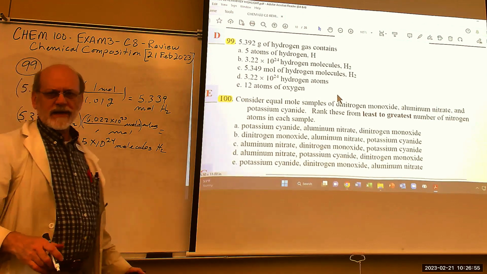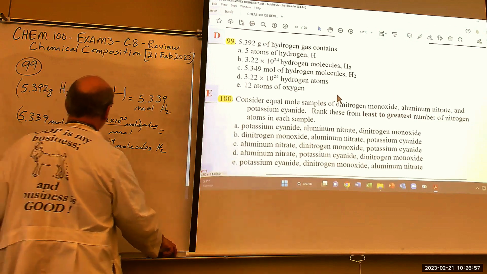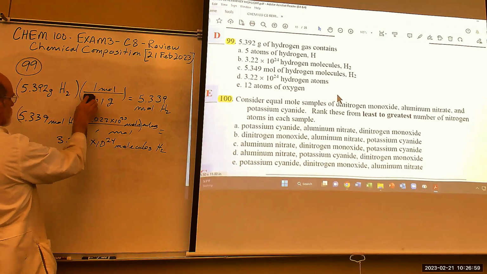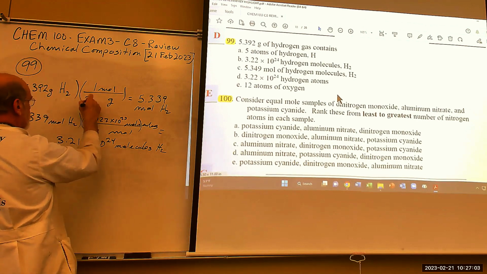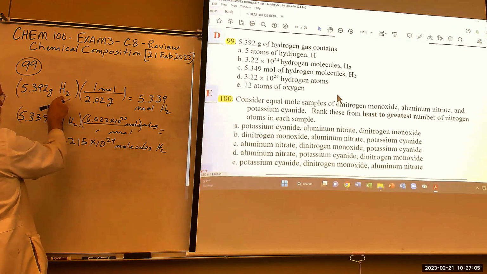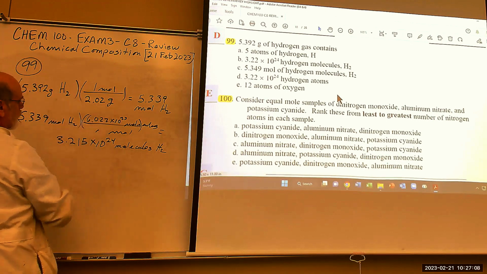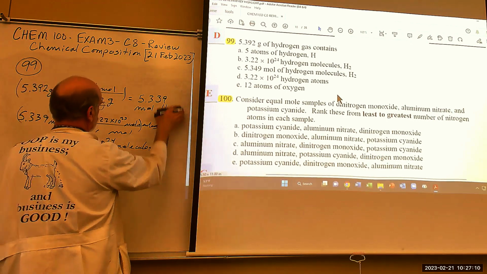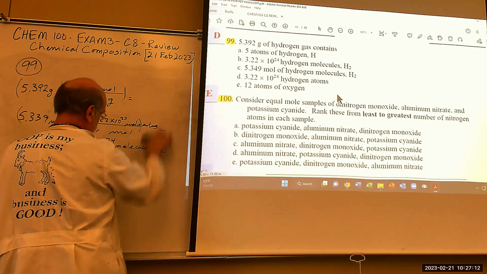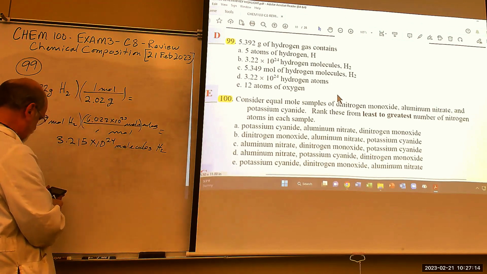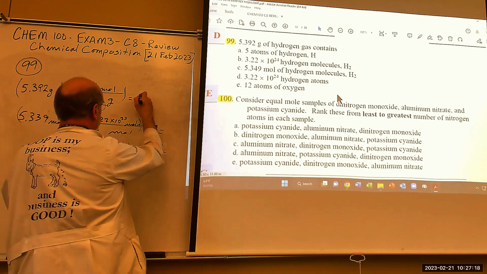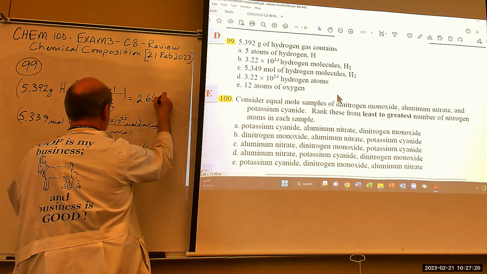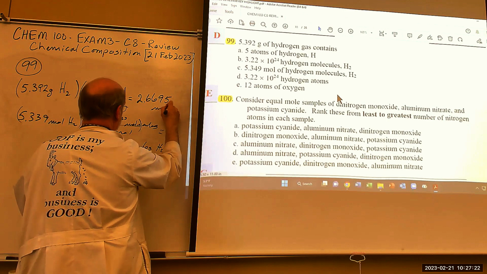Oh, you know what I did? I made a rookie mistake. A horrible rookie mistake. That's a diatomic molecule. Its mass is 2.02. So that's 0.6695 moles.